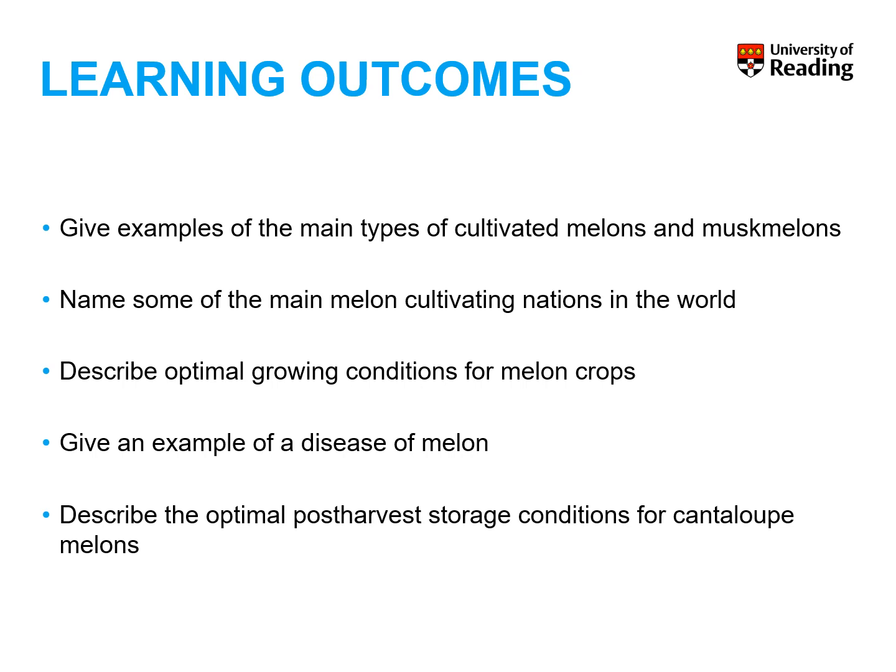So the learning outcomes are to give examples of the main types of cultivated melons and muskmelons, name some of the main melon cultivation nations in the world, describe optimal growing conditions for melon crops, give an example of a disease of melon crops, and describe the optimal post-harvest storage conditions for cantaloupe melons.